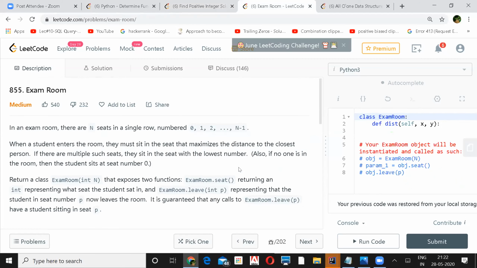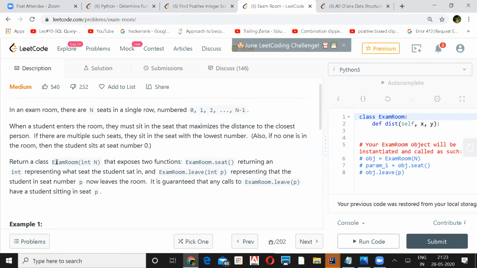So this is the exam room. Exam room is given. There are n seats ranging from 0 to n minus 1. If a student enters the room, they must sit in the seat that maximizes the distance to the closest person. If there are multiple such seats, they sit in the seat with the lowest number. And if no one is in the room, then the student sits at seat number 0. Return a class that exposes two functions: seat, which returns the seat number for the student, and leave.